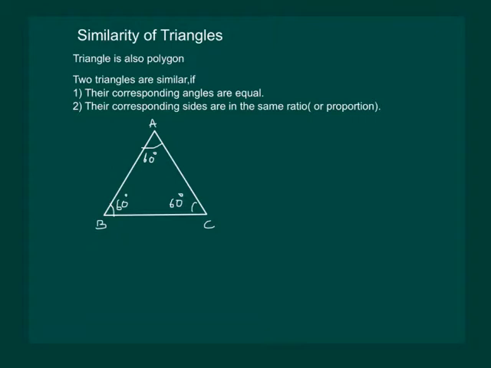Now consider an equilateral triangle where AB is equal to BC is equal to CA, and all the angles by definition of equilateral triangle are 60 degrees. Now if we take another equilateral triangle, say PQR, again all the angles will be 60 degrees.